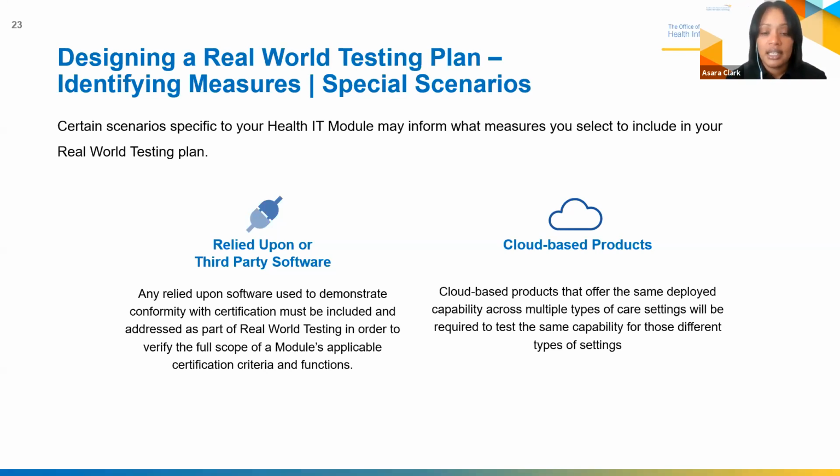For cloud-based products, if you have a cloud-based product that offers the same capabilities across multiple types of care settings, you still have to test within each care setting type. You can't just pick one type of care setting because the capabilities are out there via your cloud-based product. You have to make sure you still cover every type of care setting in which your cloud-based product is marketed for use.